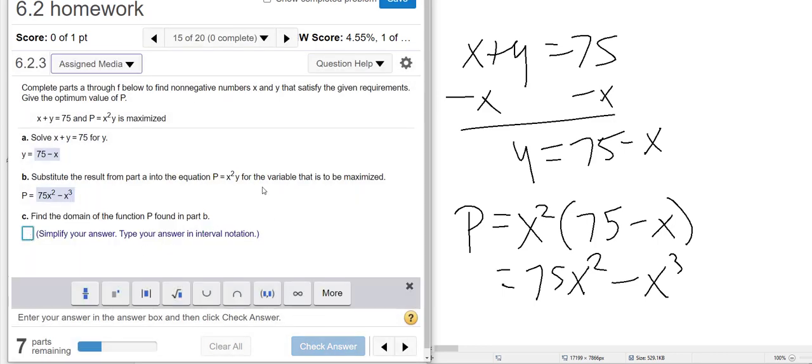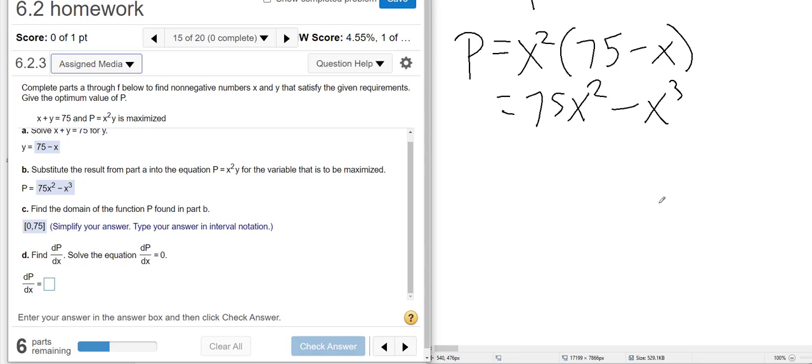Find the domain. Well, the domain has to do with the fact that these have to be non-negative and that x and y have to add up to 75. So similarly, the lowest you can go is 0, and the highest you can go is 75. That keeps you out of the negative number set.